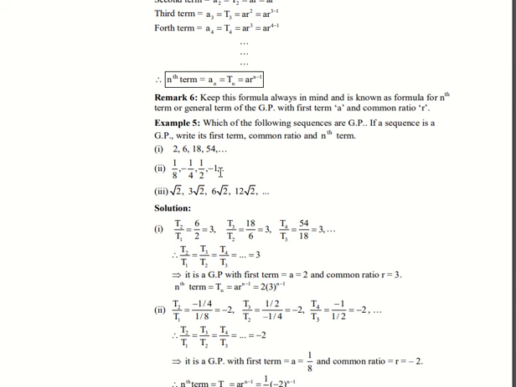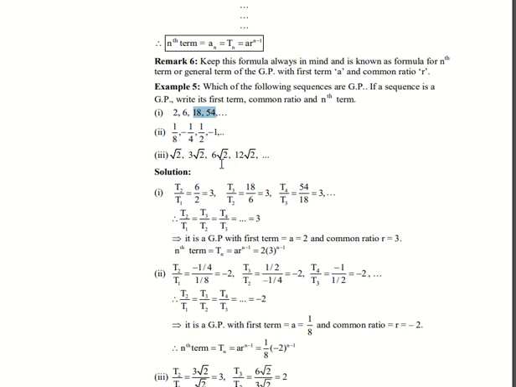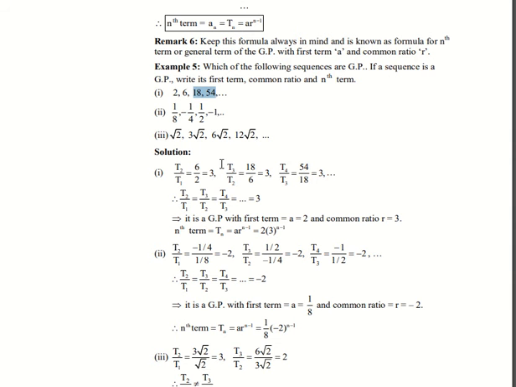Alright, the terms are 2, 6, 18, 54. Now what do you have to do? By now you know how to find the common ratio. You just have to divide the consecutive terms, a subscript n plus 1 by a subscript n. So in this case we will divide 6 by 2, then 18 by 6, then 54 by 18, and we'll check the common ratio. If it comes out to be common, then it is called a GP with a common ratio r.